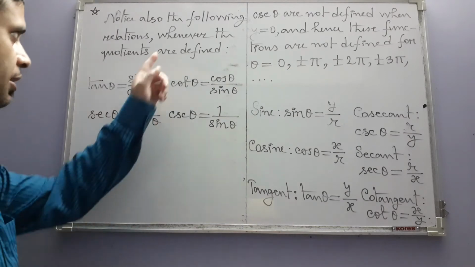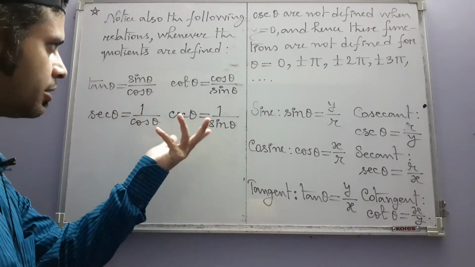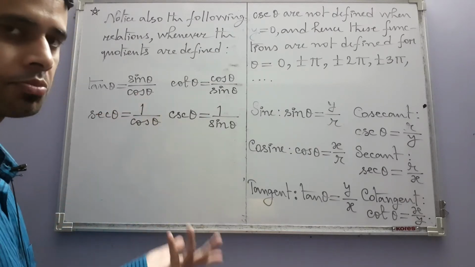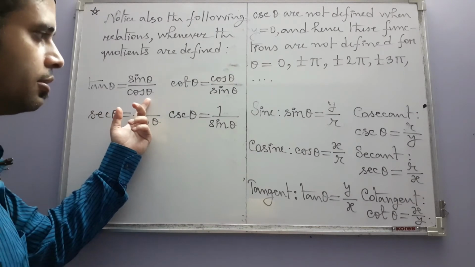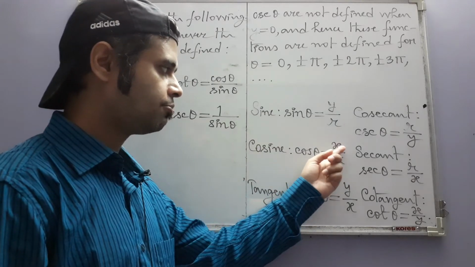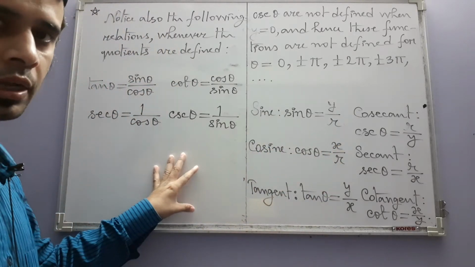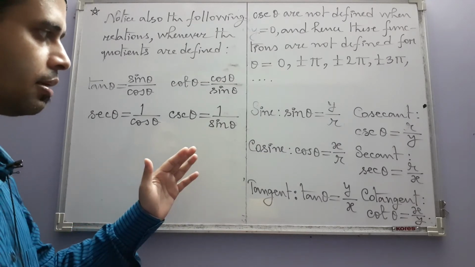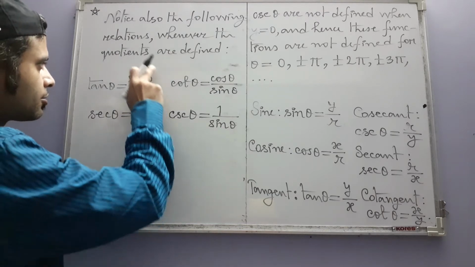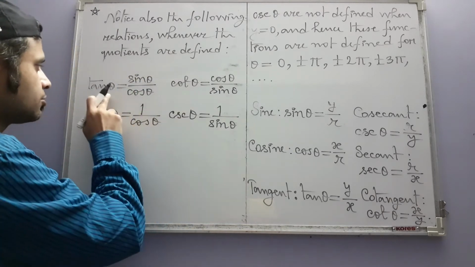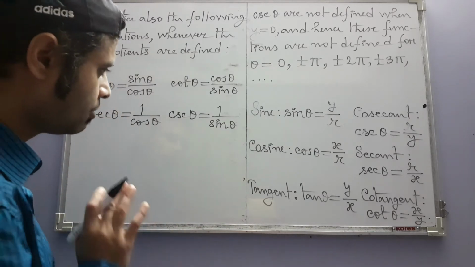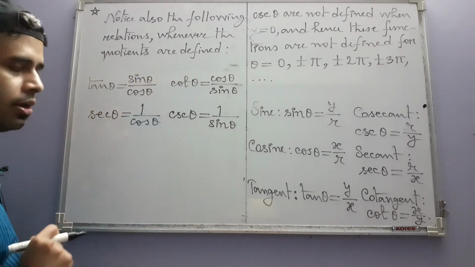We say that whenever the quotients are defined, because these denominators can also become 0 if we don't restrict theta properly. For example, cos theta will become 0 when x is 0. Now if you recall, x is 0 when theta is an odd multiple of pi divided by 2. So for those values you cannot use this formula, and in fact for those values tan theta itself is not defined. So you have to avoid those values of theta when you are talking about this relation.